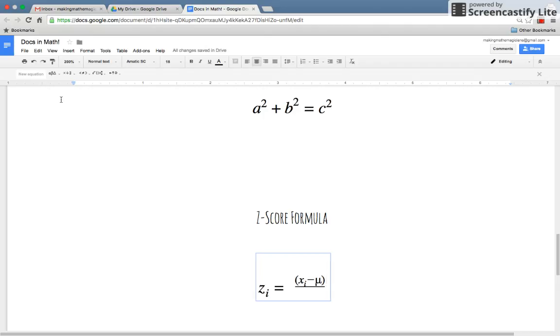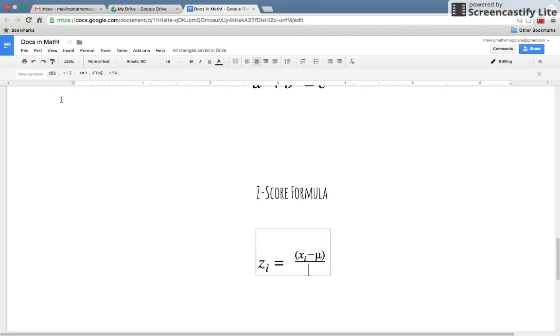Now to go to the bottom half of my fraction, I'm going to use the tab key. And the tab key is what's going to bring me to the bottom half. And now I need to type in the symbol for the standard deviation, which is also a Greek letter. And I see it right there. So I type that in. And friends, that is my z-score formula. So I am all done. I can just click out of that box.